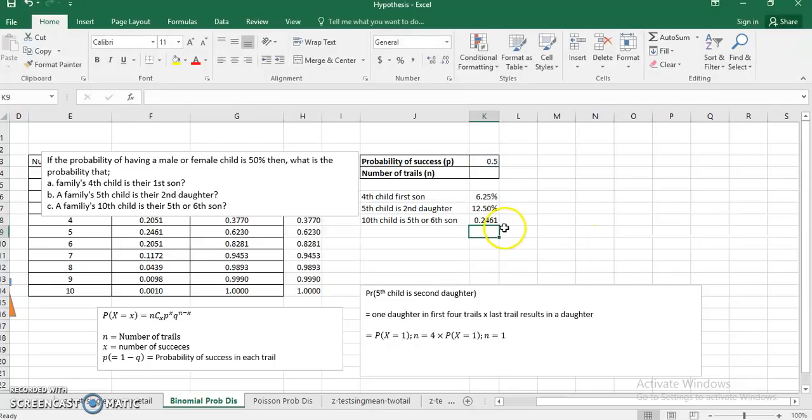And I hit return, that's it. And I can convert it into a percentage. So there is a 25.61% chance that the 10th child is the 5th or 6th son.